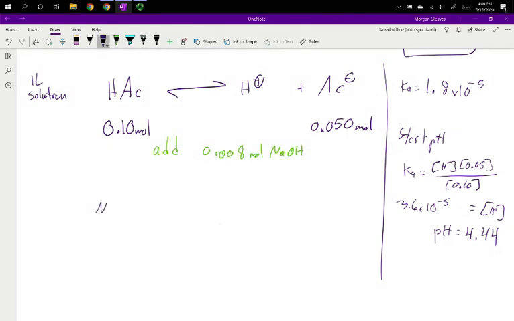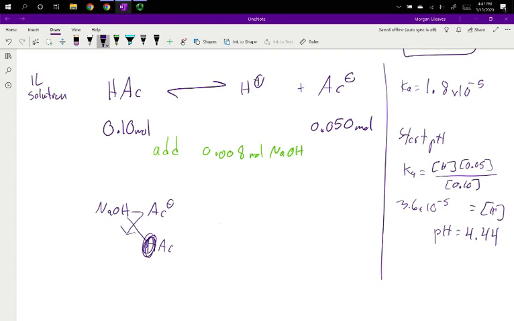If I have NaOH and AC minus, nothing can happen. AC minus has already given away its proton. It doesn't have any more to give away. The base just bounces off and does nothing. But if I have an HAC, when it hits it, it consumes the H+.